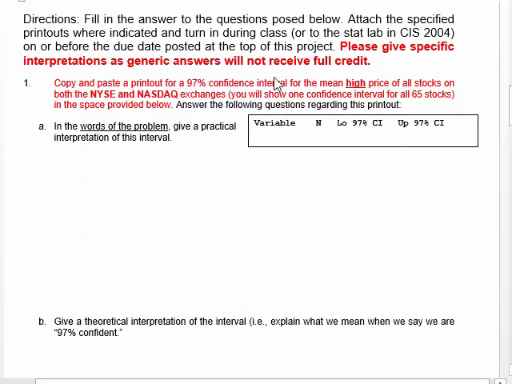And then the first page is our confidence interval page. And actually the project works a little backwards in that the chapter 6 material comes first, and the chapter 4 and 5 material comes later. So let me talk about the confidence interval information. In question 1, I will consider this a large sample confidence interval because you want to do a confidence interval for the mean high price of all stocks. So you're going to use all 65 of your stocks, and that'll be considered a large sample. In this problem, I'm going to ask you for a practical and a theoretical interpretation of a confidence interval. We'll go over these in class when we get to the chapter 6 material.